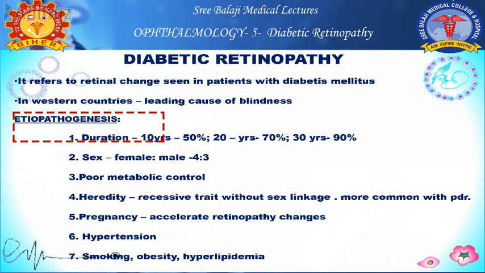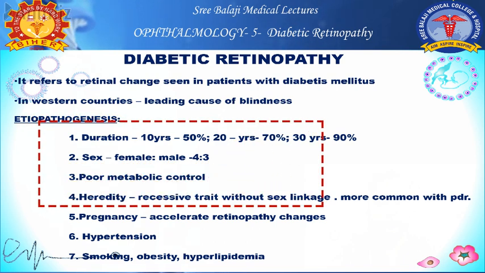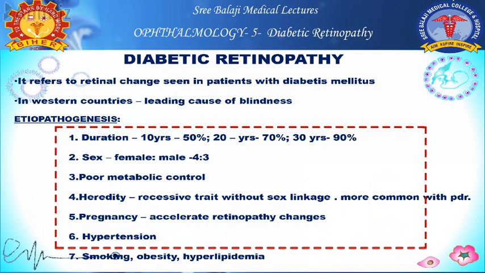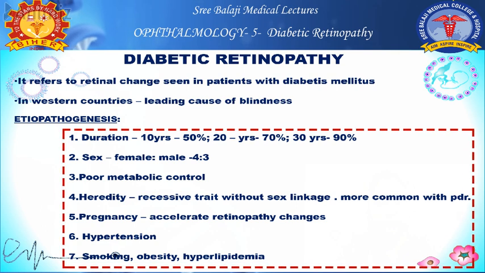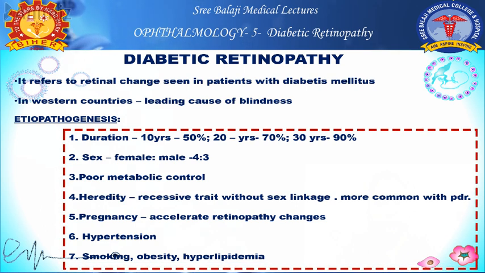Etiopathogenesis. So the duration of diabetes can imply the diabetic retinopathy status. If the diabetes is present for 10 years, then there is a 50% chance of developing diabetic retinopathy. If it's 20 years, then it is 70% chance. And if it's 30 years duration, then the chance of developing diabetic retinopathy is 90%. And the female to male ratio is 4:3.